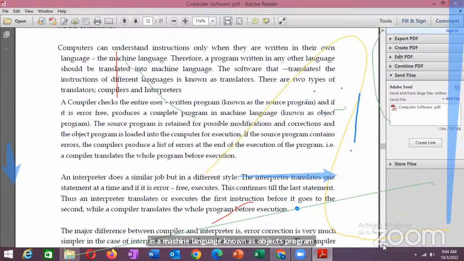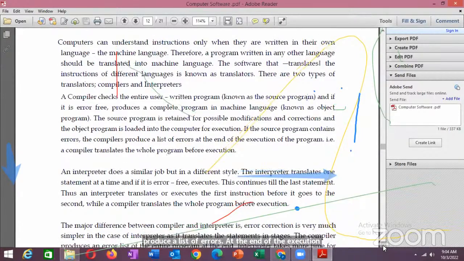So normally it converts the written program into machine code. The source program is retained for purpose of modification and corrections, and the object program is loaded into the computer for execution. If the source program contains errors, the computer produces a list of errors at the end of the execution of the program, i.e. a compiler translates the whole program before execution.